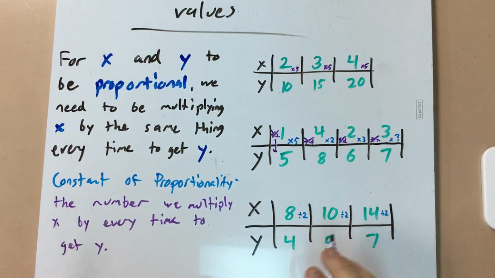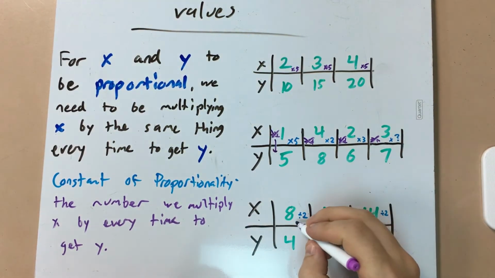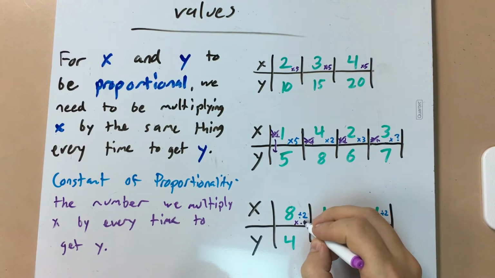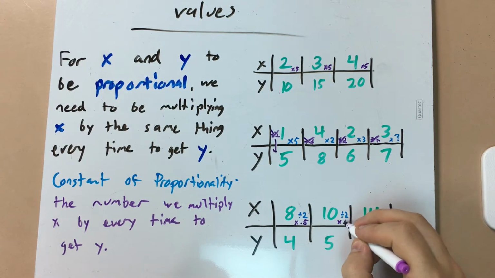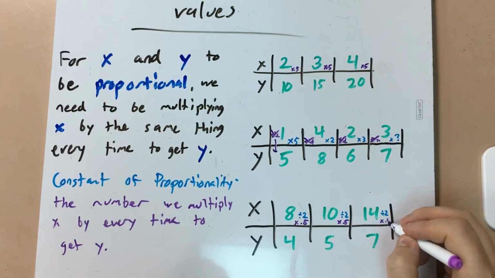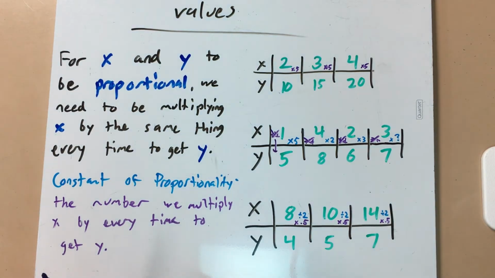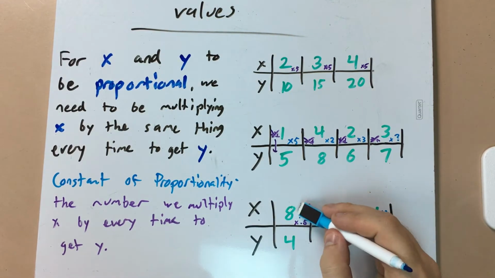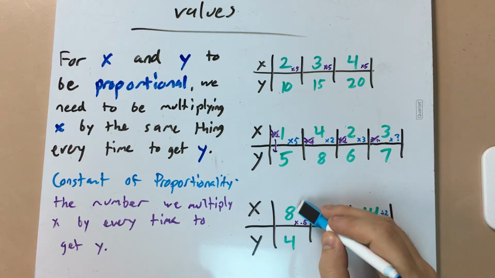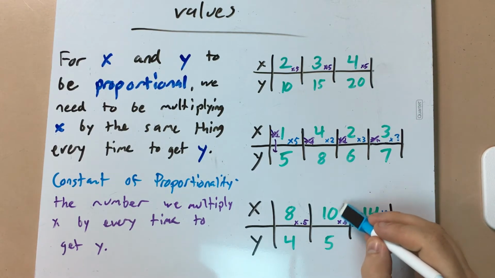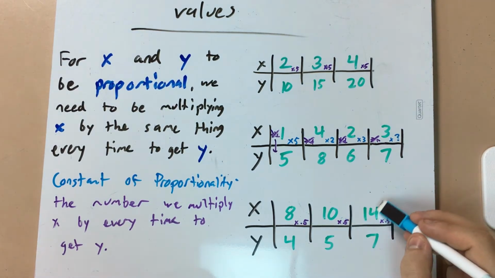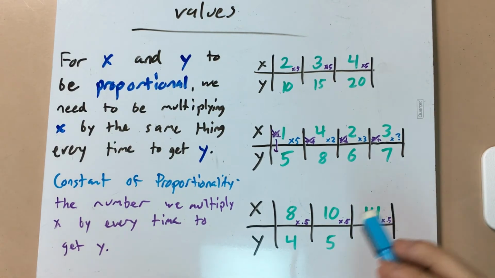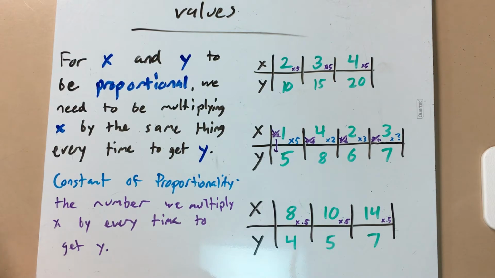So in this problem, instead of dividing by 2, if we want to think of this as multiplying, that's the same thing as multiplying by 1/2, or 0.5. So dividing by 2 is an okay way to represent this. But specifically in this idea of proportionality, we're looking for what we're multiplying. So if you're dividing by 2, you're multiplying by 1/2. If you're dividing by 3, you're multiplying by 1/3. If you're dividing by 4, you're multiplying by 1/4, and so on.